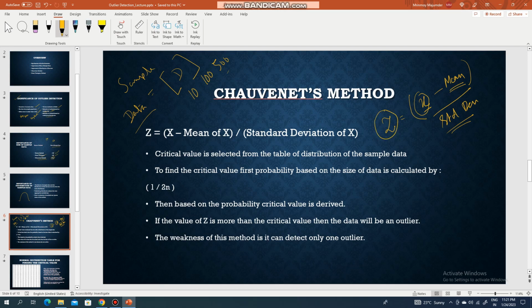So for example, if this is the data, 50, 70, if these are the data points, then find the mean value of this data and the sigma value of the data, sigma means standard deviation, and then you calculate Z of the first value, that means 50. You use this formula: 50 minus mean, divided by standard deviation.